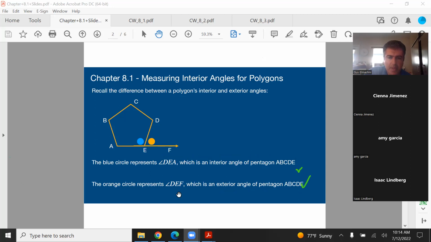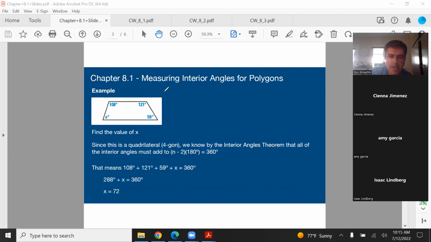Measure interior angles for polygons. The blue circle represents angle DEA, so it's an interior angle. DF is exterior. So interior is inside, exterior is outside. You guys should know that. The exterior of your car, the interior of your car, the interior of your house, the exterior of your house. Not that hard.